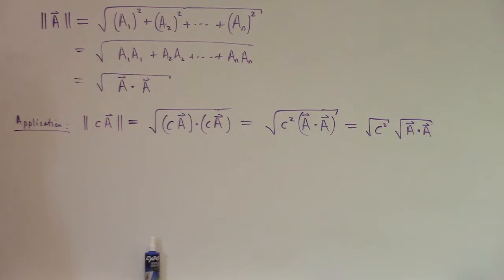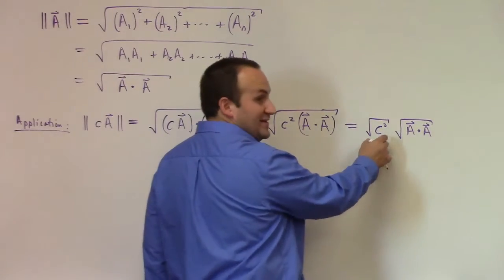What is the square root of C squared? No, it is not. It is plus or minus C, right? If C is negative, it's minus C. Yes, in fact, this is a formula for the absolute value of C.